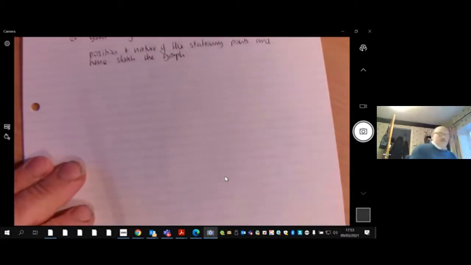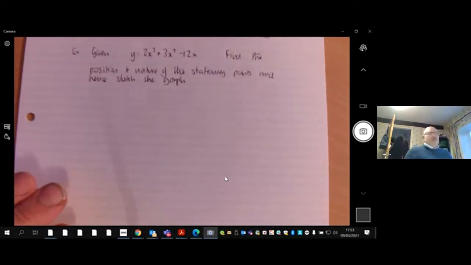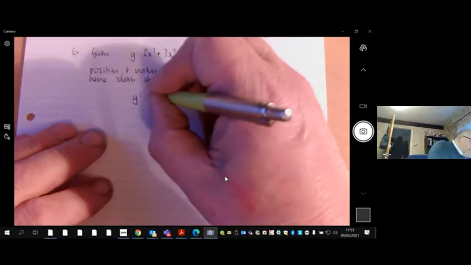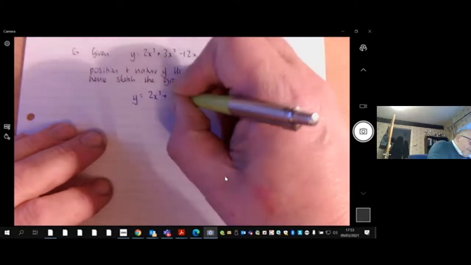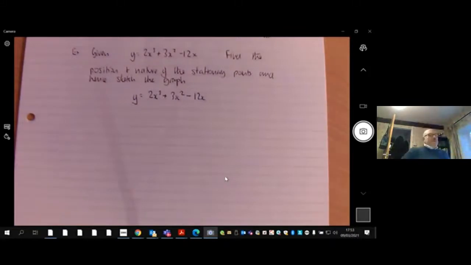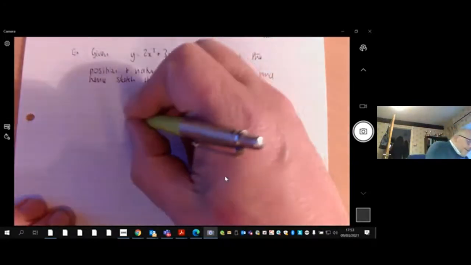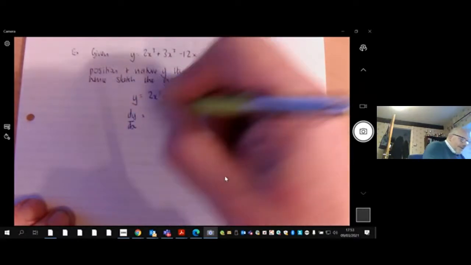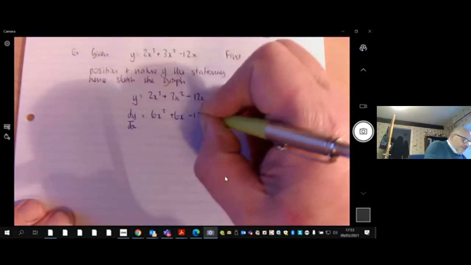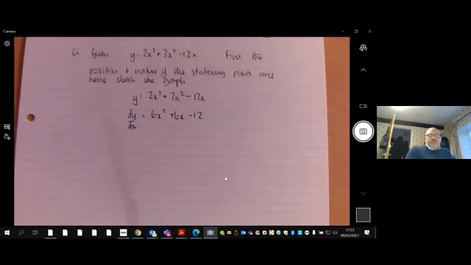Anyway, we start off. People say, it's all right for you, you're a maths teacher. Where do I start any question? What am I given? Well, I'm given the cubic, and this is always, for any exam question, I've put pen on paper, I've made a start. Now, stationary points is when the gradient is 0. So to find the gradient, I need dy by dx equals 6x squared plus 6x minus 12. So I've differentiated. You only get a mark for that.